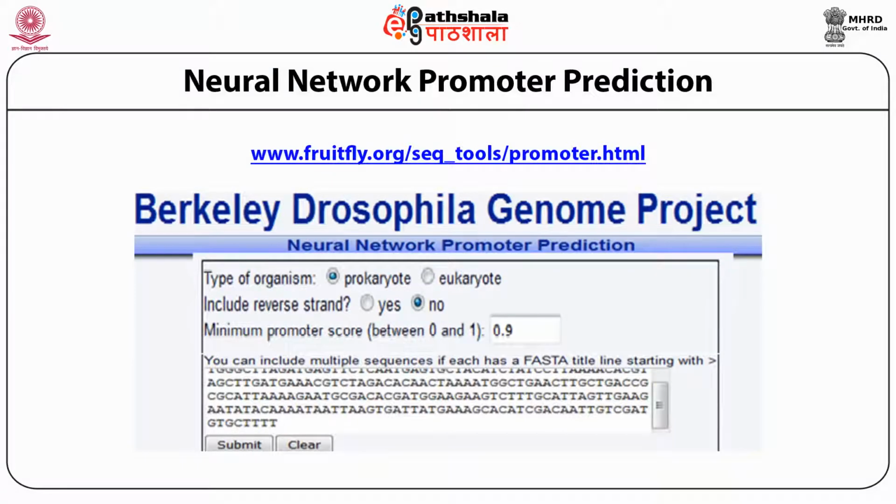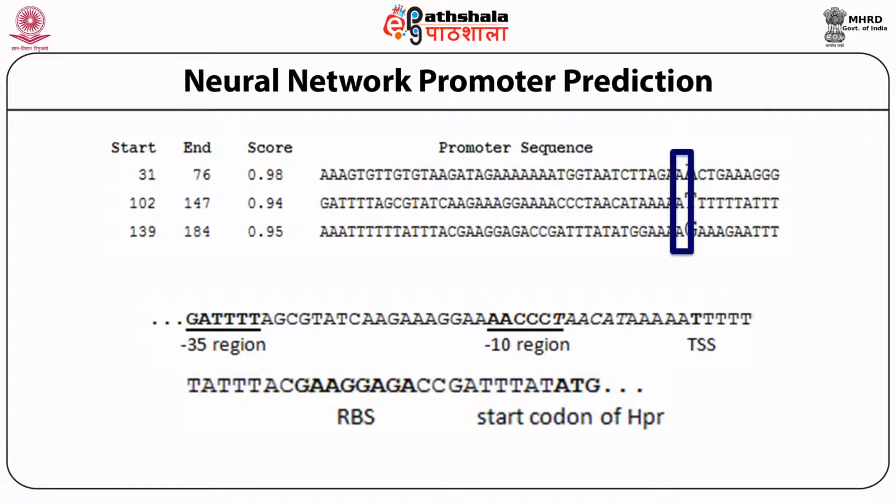Visit the neural network promoter prediction site to check if this DNA contains any promoter upstream of the predicted start site of the first coding sequence, that is upstream of the start codon ATG at position 171 on the DNA sequence. Check the radio button for prokaryote, with the radio button for include reverse strand not checked, set the minimum promoter score at 0.9, paste the FASTA sequence and click the submit button. The ensuing page shows a list of the predicted promoters.